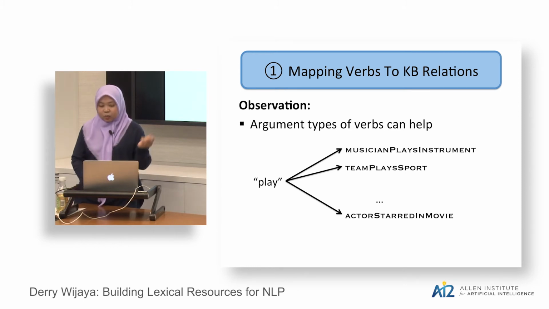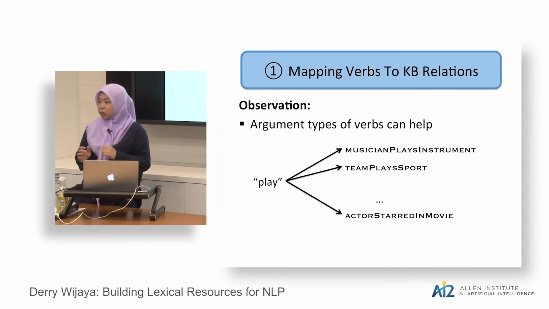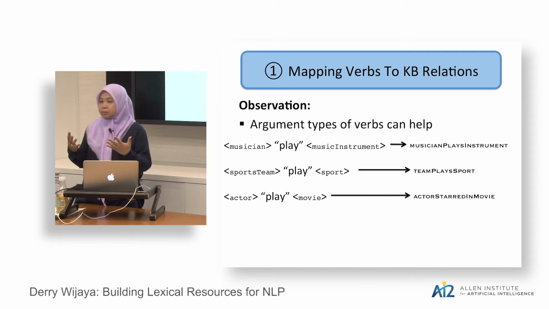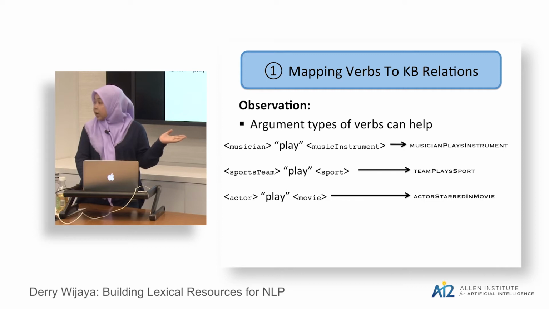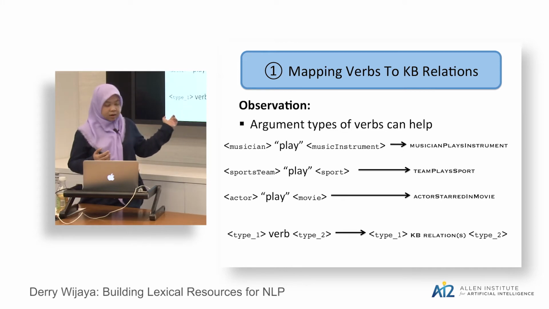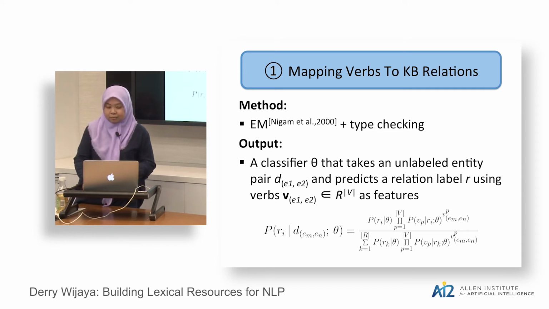Another thing that we observe is that the argument types of the verbs can help disambiguate the relation. So for example, the verb play can express a multitude of relations. But if we know the type of the subject and object of this verb, then it can help us disambiguate the relation that it expresses. So instead of mapping verbs to relations, we are going to map the typed verbs, which are the verbs whose subject and object are typed with NELL categories, to the relations that they express in NELL.